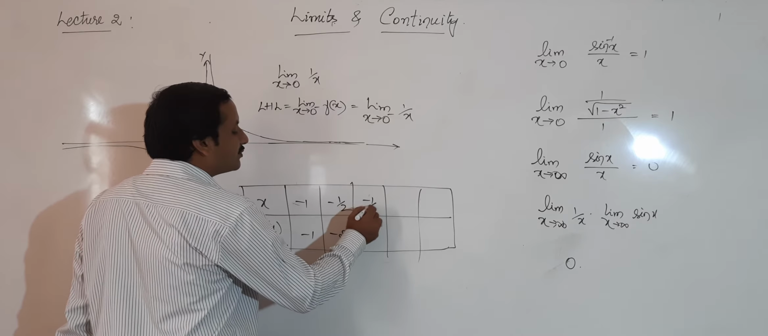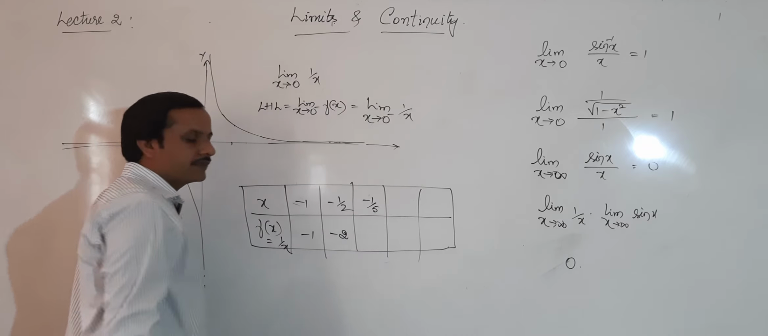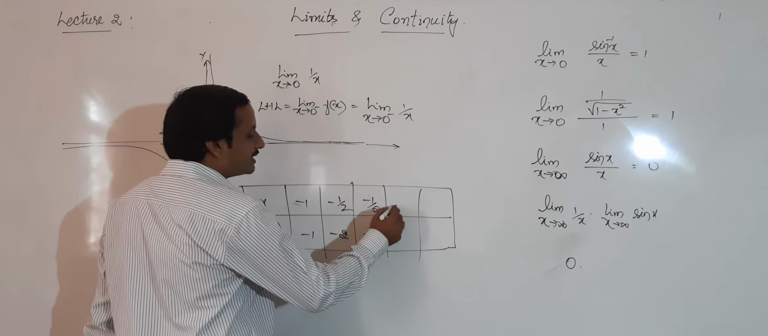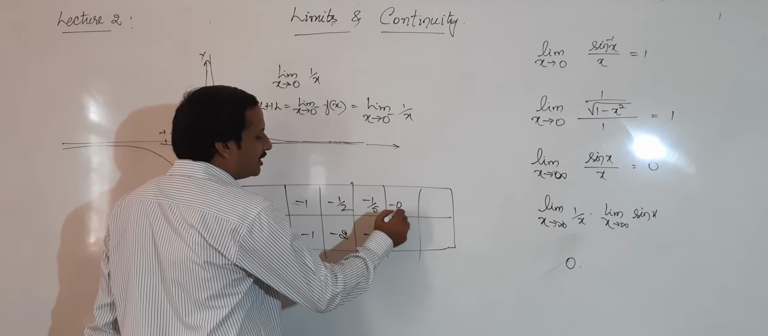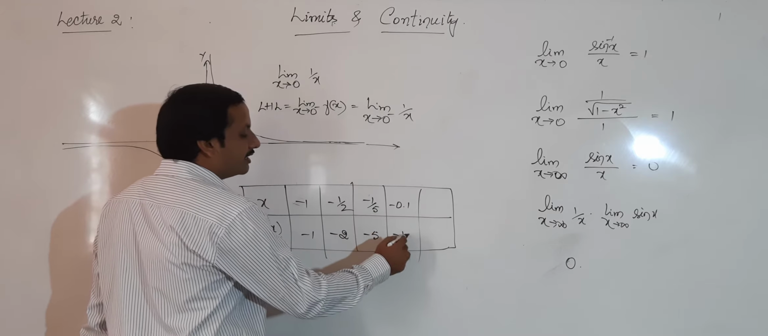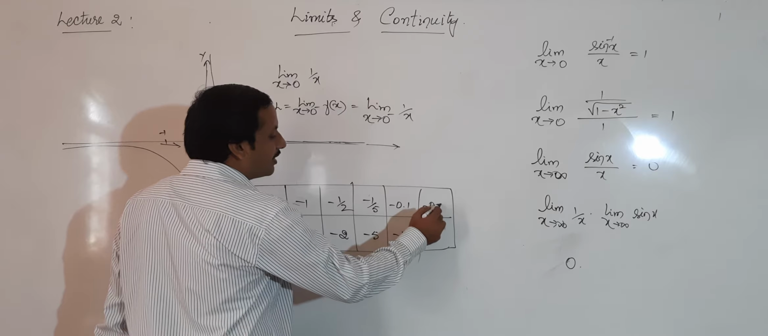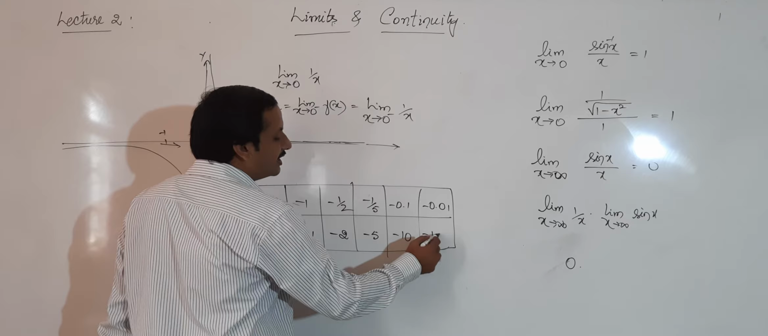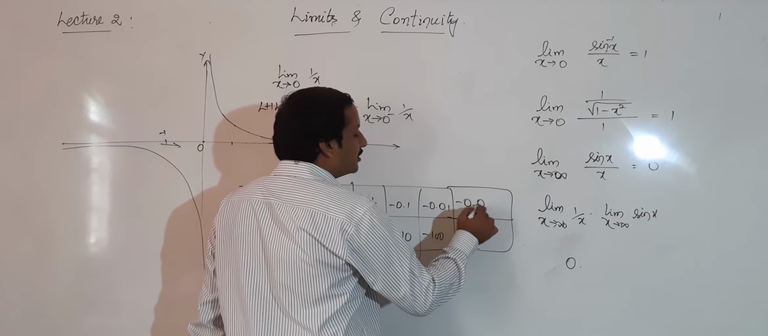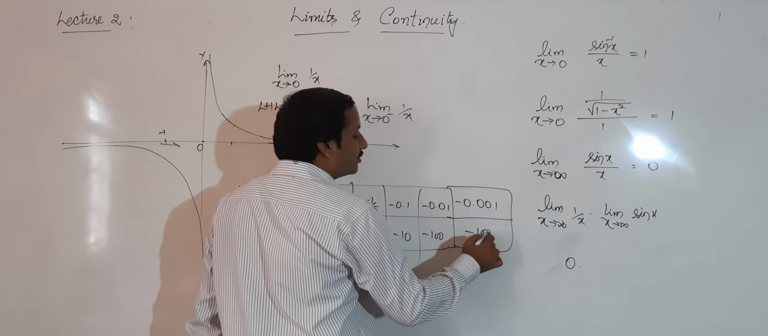And when x is minus 1 by 5, this will become minus 5. When x is minus 1 by 10, that means minus 0.1, then this will be minus 10. And when x is minus 0.01, this will become minus 100. And when x is minus 0.001, this will become minus 1000.